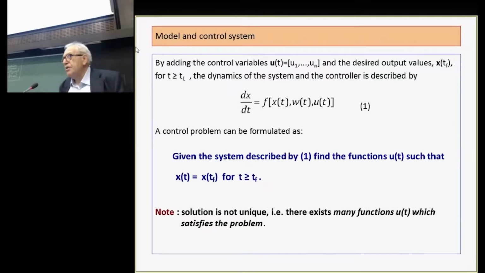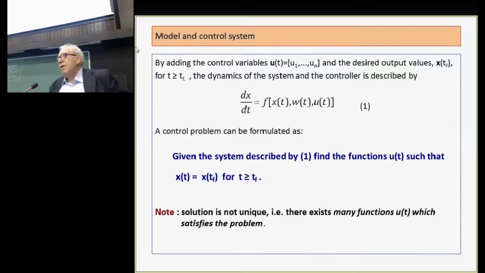And then you have this control function. The control function tries to control the system. So the equation of the controller can be set up to say, okay, given the system described by the sets of differential equations, find the function u such that the values of the output of the system, the values of the state variables of the system, reach a fixed value at a time t greater than the fixed time tf, the final value.